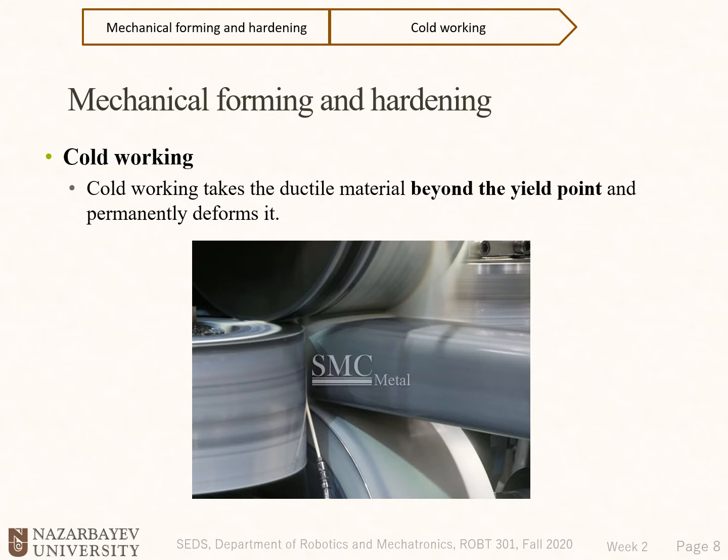Okay, another form of processing could be in the form of mechanical work, and we call it mechanical forming and hardening. One type of mechanical forming is cold working. What is cold working? Cold working takes the ductile material beyond the yield point and permanently deforms it. And we call it cold working because the temperature is not high, it is room temperature. So when we apply force, load and stress on a part, we already understood from the stress strain curve that when it goes beyond the yield point, we'll have a permanent deformation and that will cause a higher yield strength.